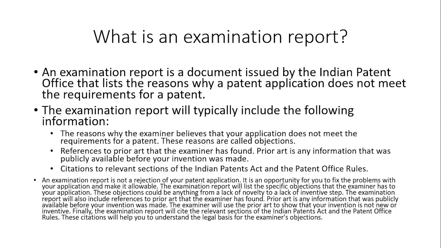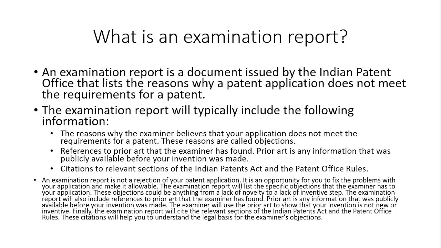So the examination report will typically include the following three pieces of information. First, the reasons why the examiner believes that your application does not meet the requirements for a patent. These reasons are called objections. Likewise, the examiners ask you why your patent application does not meet the patent grant. You may answer this. Second, references to prior art that the examiner has found.